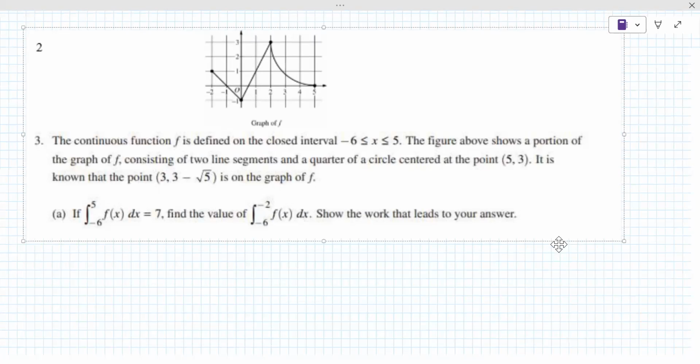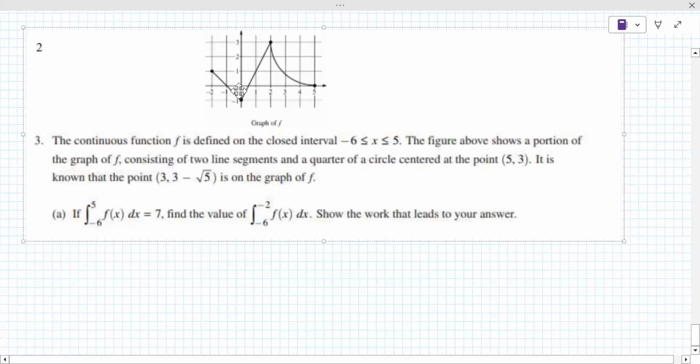All right, so the continuous function f is defined on the closed interval -6 to 5. Well, that's weird. Why aren't they giving you the rest of it? See how they're not giving you anything left of -6? Don't really understand that, but okay. The figure above shows a portion of the graph. Okay, that's why. Consisting of 2 line segments and a quarter circle centered at the point (5, 3).